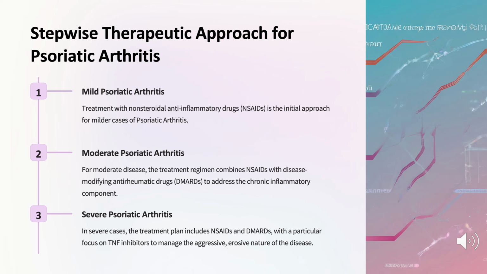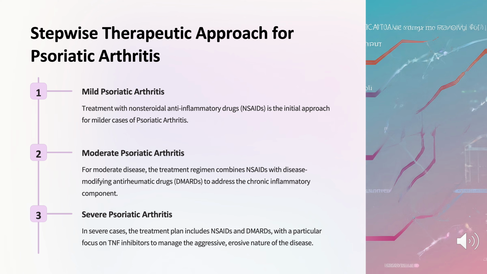As the disease progresses to moderate severity, the treatment regimen advances to include a combination of NSAIDs and disease-modifying anti-rheumatic drugs, DMARDs. DMARDs are crucial for addressing the chronic inflammatory component of psoriatic arthritis and slowing disease progression.